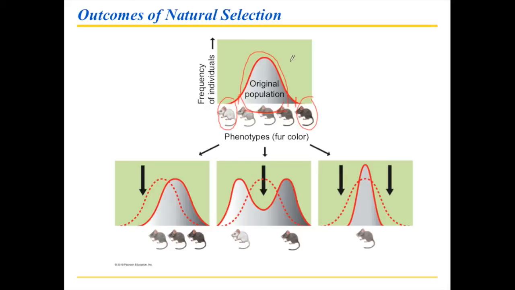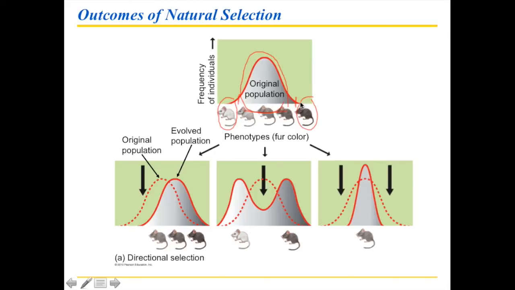This is, for example, how the height in humans is distributed. If you pick 1,000 random humans, you line them up, you find the majority of them is going to be of a certain height, and only few are really short and few are really tall. That's basically a normal curve. That's what we call that. Now, let's take a look at what the environment might do to these individuals.